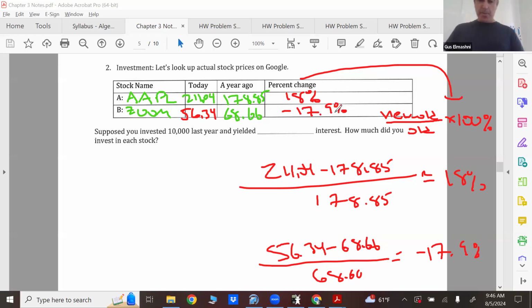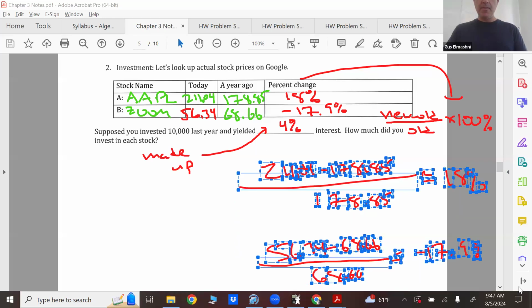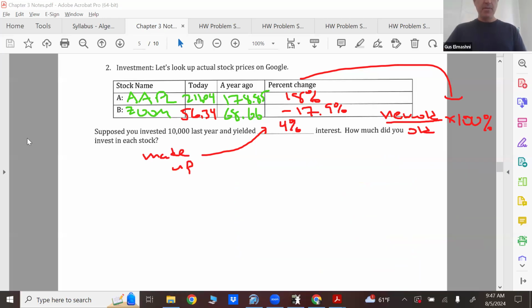But let's say you put more money in Apple and Zoom. Let's say overall you made 4% interest. I just made that up. How much do you invest in each stock? Okay, let me get rid of the stuff I don't need right now. Okay, so how much do you invest in each stock?